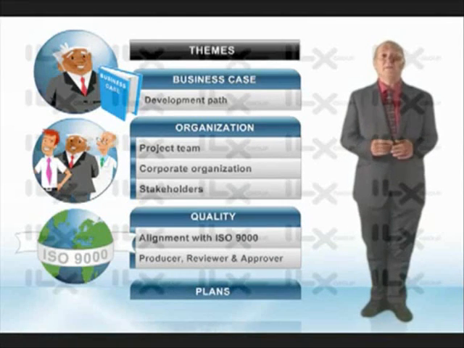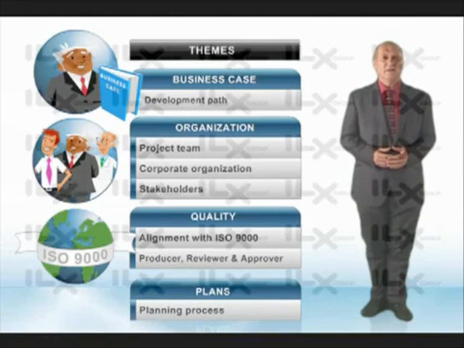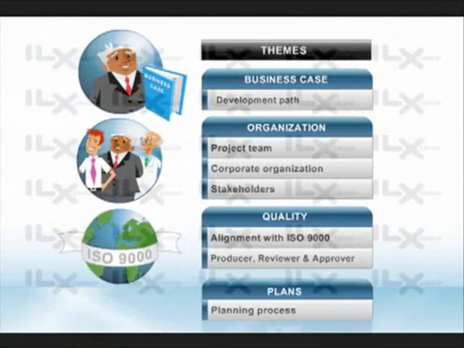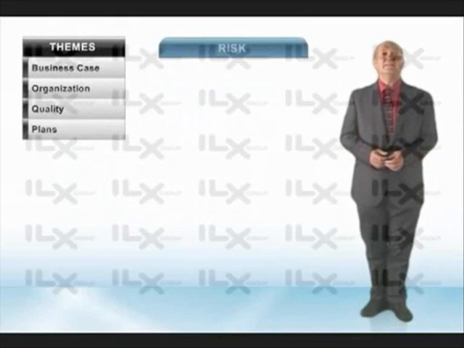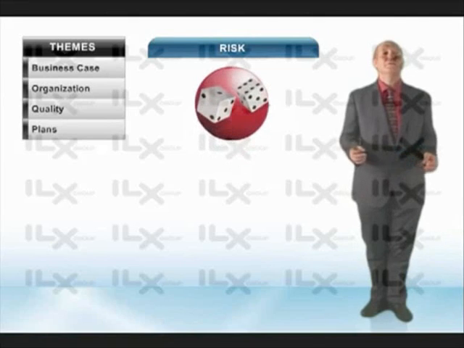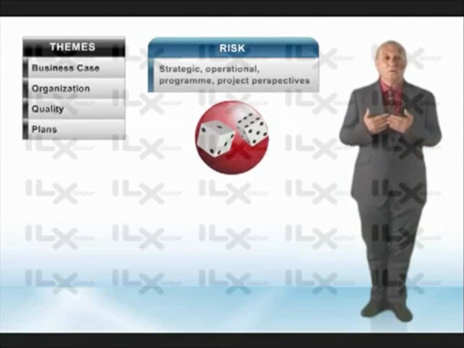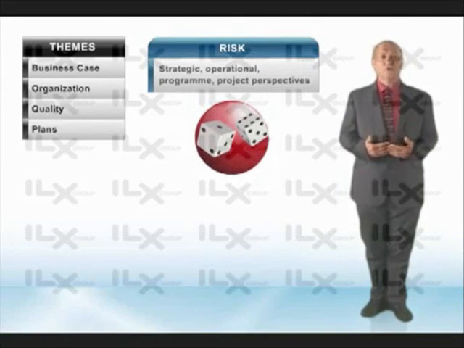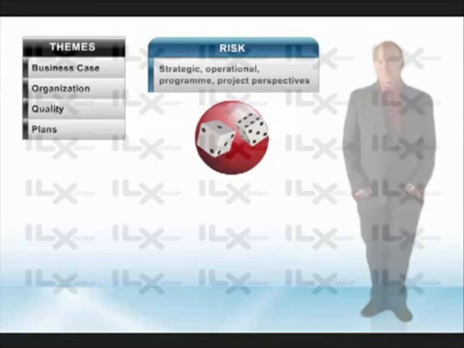The plans theme now includes the guidance offered in the previous manual on the planning process and the product-based planning technique. Product-based planning has also been simplified. The risk theme has seen significant change in order to align with the OGC's Management of Risk for Practitioners product. Risk management now applies strategic, operational, program and project perspectives and provides guidance on tailoring risk to suit each.